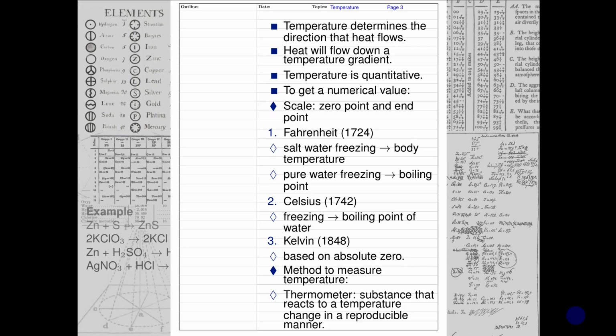Or let's say you take a thermometer and you place it in contact with some substance, say a boiling pot of water. Heat will flow down the temperature gradient. In our example, because the boiling pot of water has a higher temperature, heat will flow from the water into the mercury until a thermal equilibrium is reached. At this point, the mercury will have expanded in proportion to its temperature increase, and the temperature can be read from the scale.